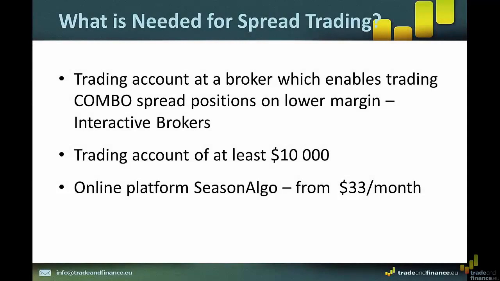And what you need for commodity spread trading, you need a trading account at a broker which enables trading so-called combo spread positions on lower margin. And that is, for instance, Interactive Brokers. And Interactive Brokers is an established broker. They exist since 1977. So they have a long history. And for commodity spread trading, you need a trading account of at least $10,000. This is also the basic capital that you need for opening the account with Interactive Brokers.